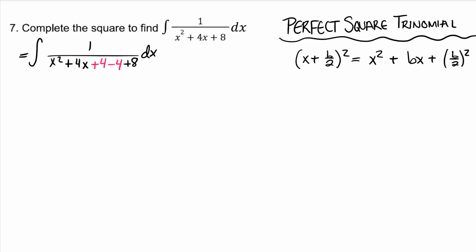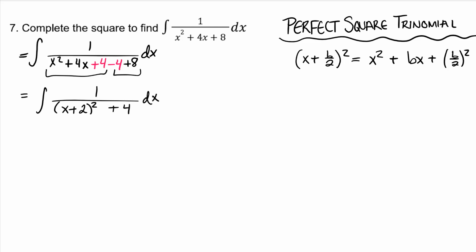It would also be sufficient to just split the 8 into plus 4 plus 4. Factor your perfect square trinomial. Then combine the two terms that did not make up the perfect square trinomial.